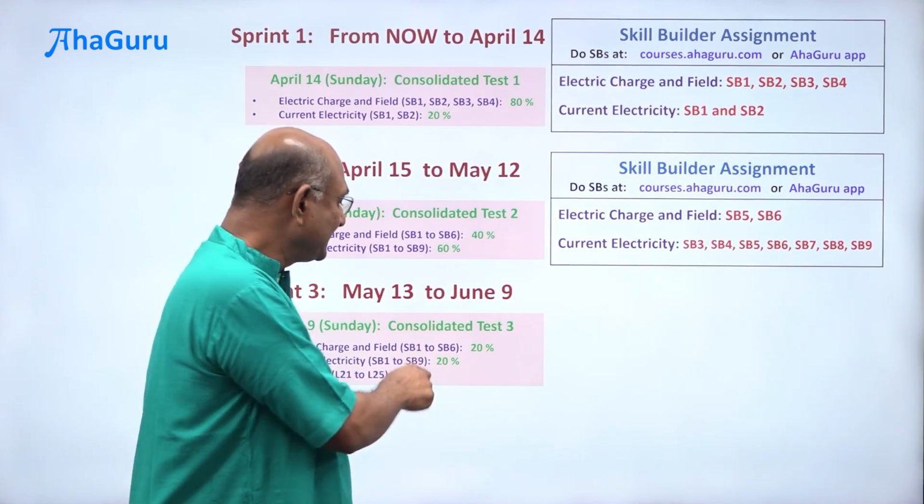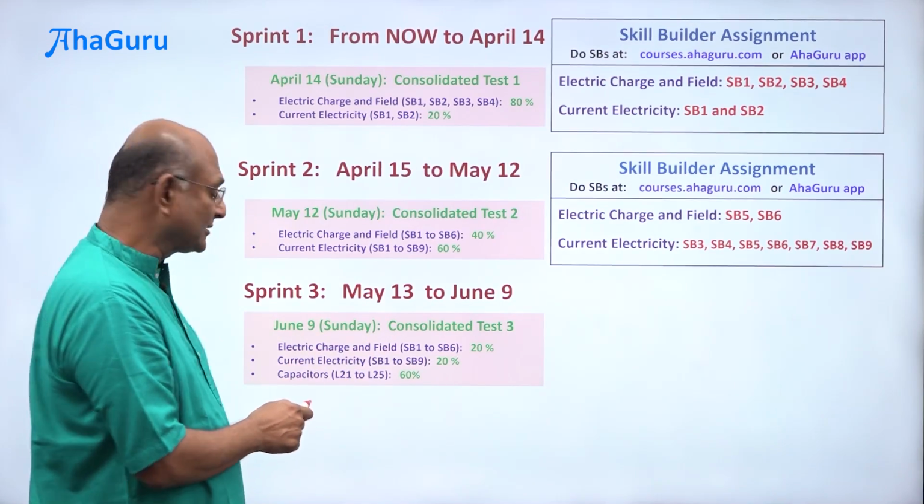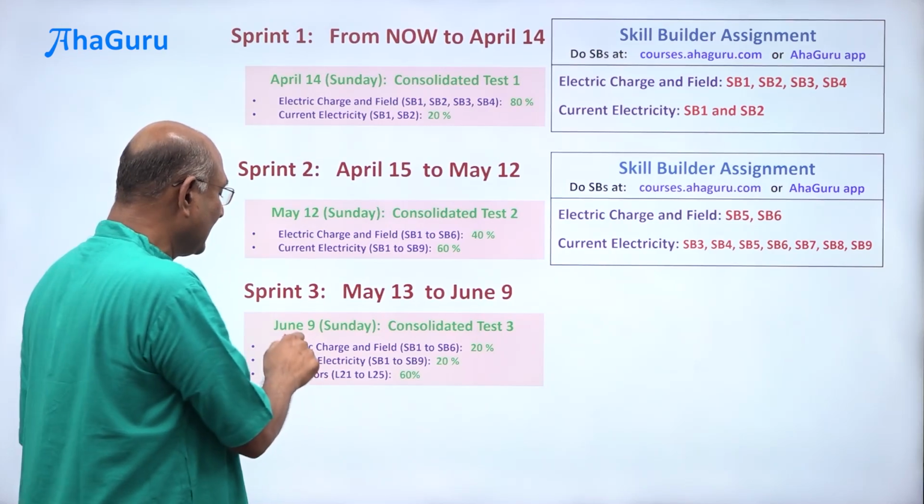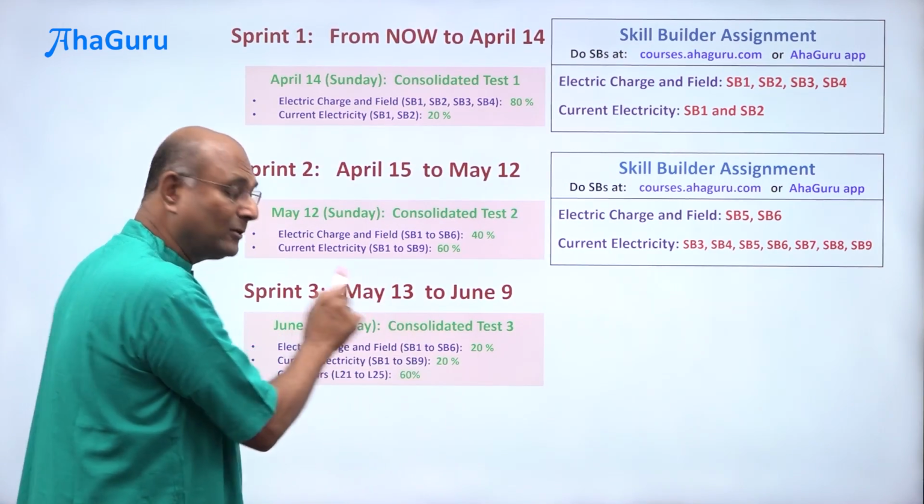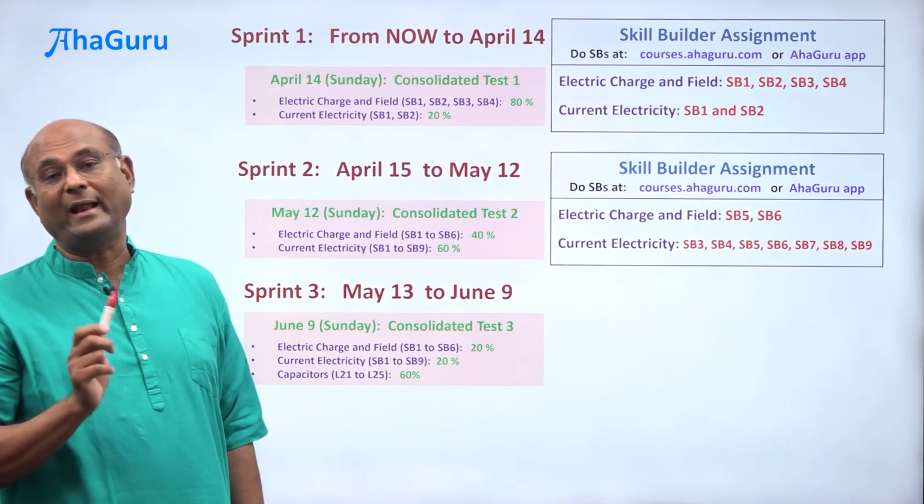Now, if you're busy doing the other assignments, remember you will get more marks for these things. So I'm going to focus on that. Electric charge and field, 20%, SB1 to SB6. Current electricity, SB1 to SB9, 20%. And capacitors, L21 to L25.